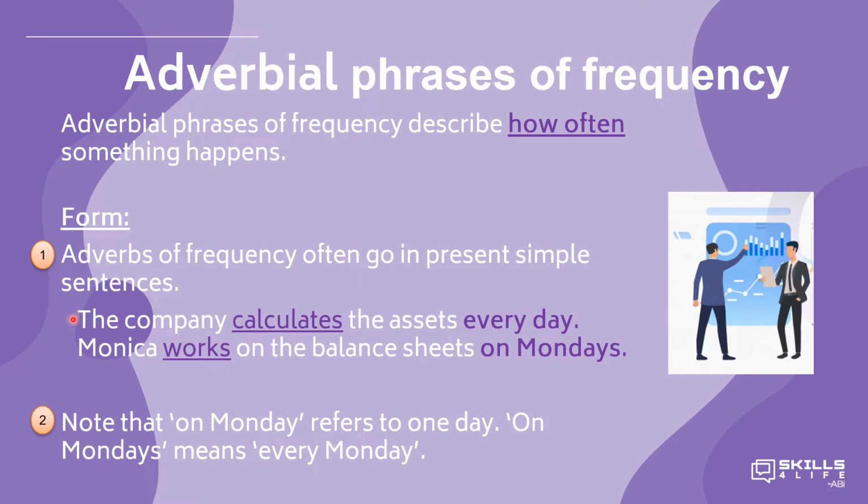For example, the company calculates the assets every day. Monica works on the balance sheets on Mondays. As you can see, both verbs, calculates, works, are in the present simple tense. Number 2, note that on Monday refers to one day. On Mondays means every Monday.